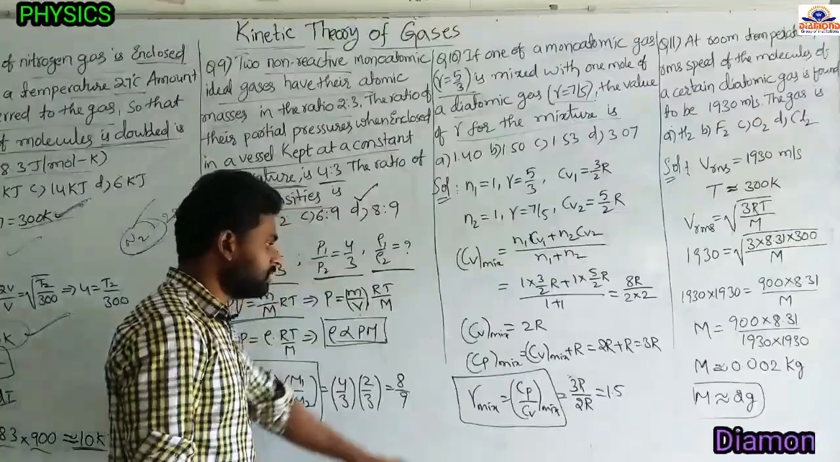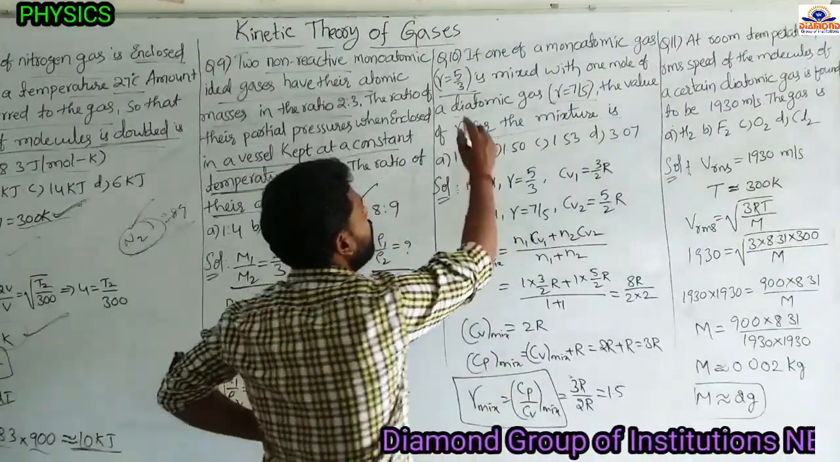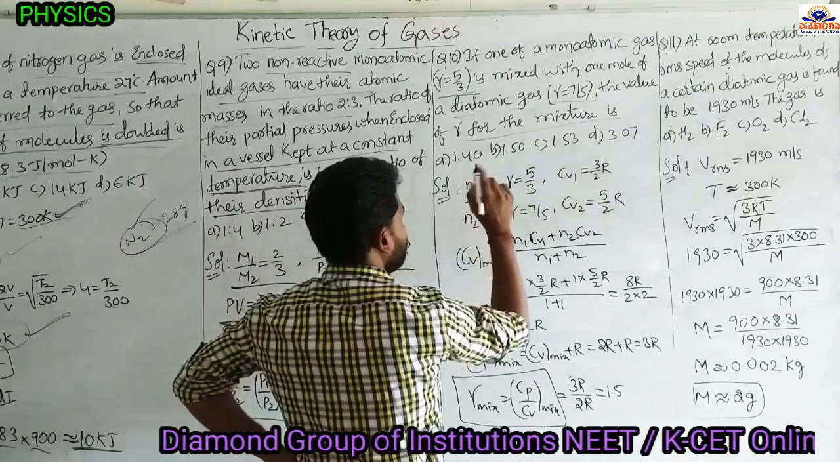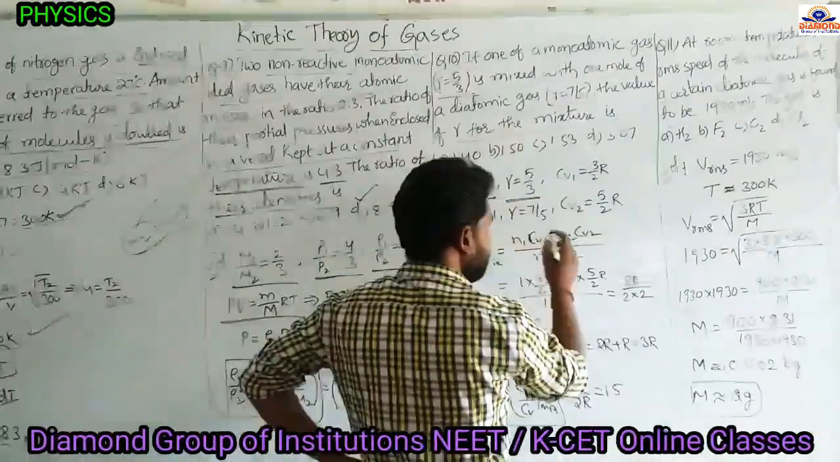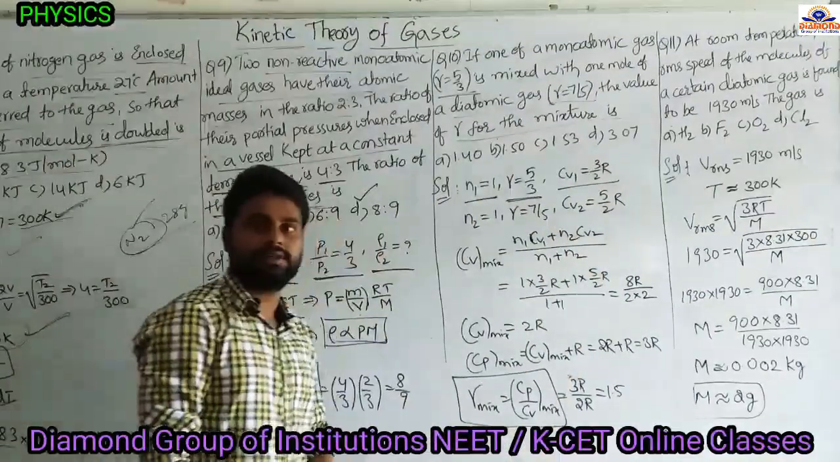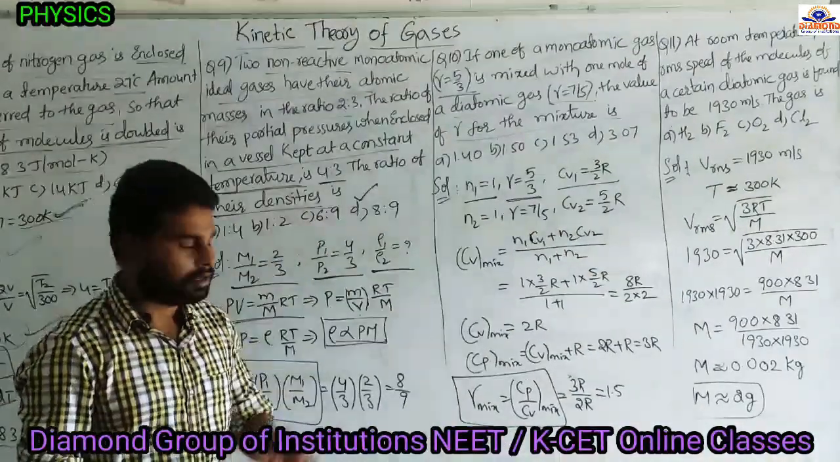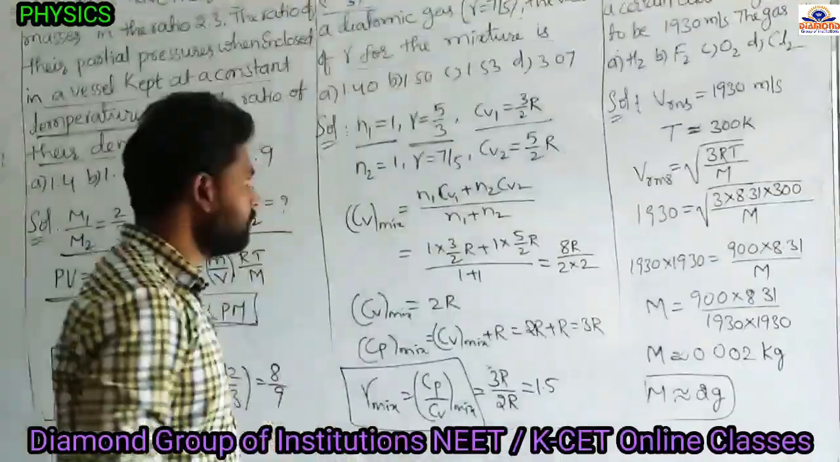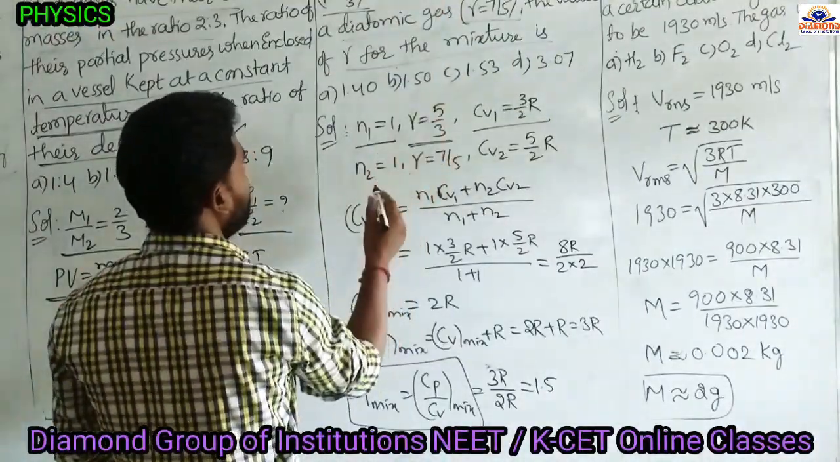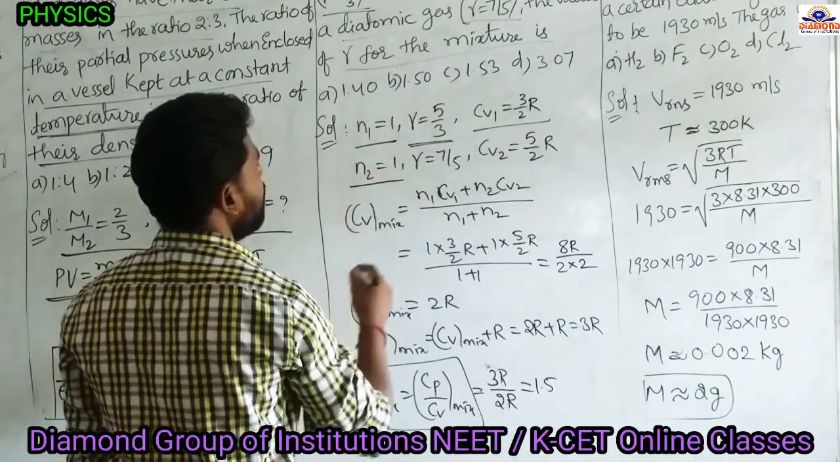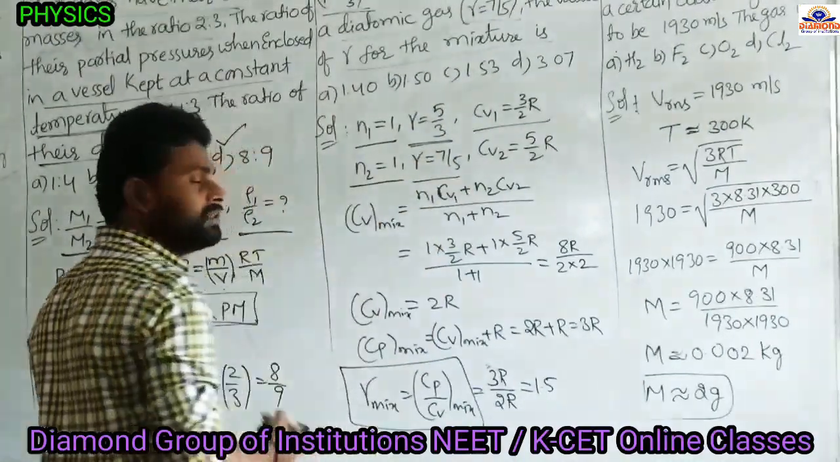First, the given data I am writing: 1 mole of monoatomic gas, N1 equal to 1 mole, and the gamma value is 5 by 3. For a monoatomic gas, Cv value equals 3 by 2 R. Already we discussed that in previous questions. Next, this is mixed with one more gas that has number of moles 1 and gamma value 7 by 5, meaning a diatomic gas.